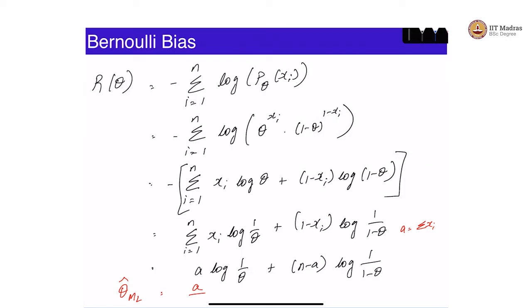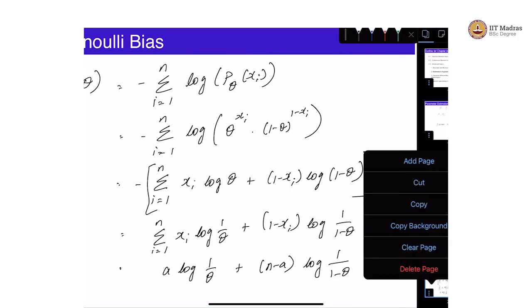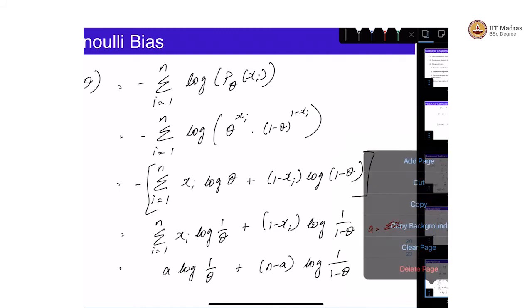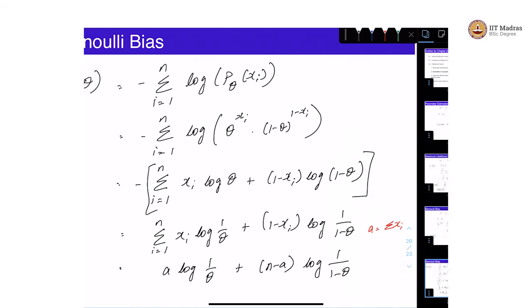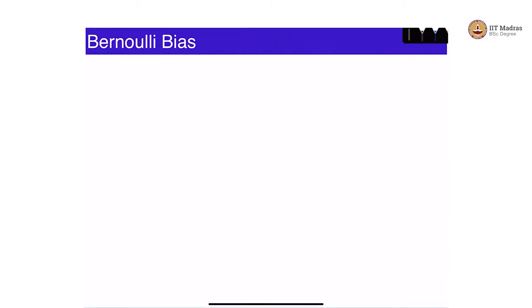Apologies for that. Theta hat ML is simply given by a by n. Let me just create another page here. Theta hat ML, which is the minimizer of the previous thing, is simply given by a by n.